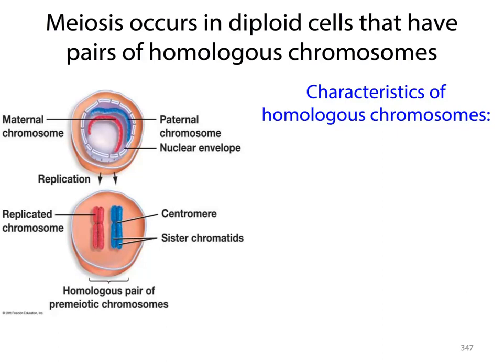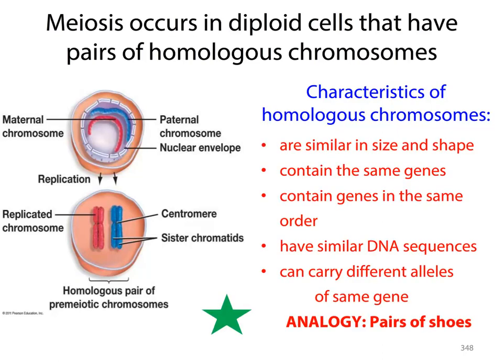So what I want you to think about are the characteristics of those homologous chromosomes. All right, take a moment, think about it, and then move to the next slide. Oh, look, here we have a nice list. Homologous chromosomes are similar in size and shape. They contain the same genes in the same order. That makes a difference, by the way. They have similar DNA sequences, but they're not the same, or at least they better not be. And then they can carry different alleles of the same gene.